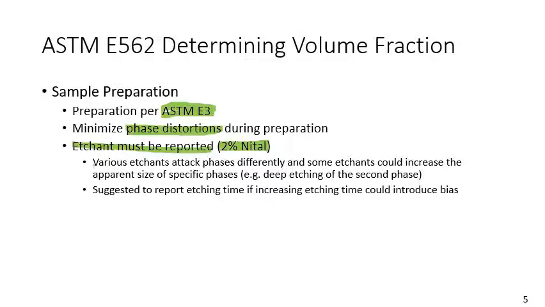But we keep in mind that different etchants attack different phases in a different manner, and so some etchants might increase the size of specific phases. And how does that happen? One way is if the etchant makes pits or etches very deeply the second phase, it may gouge out and make that second phase look larger than it should be. So it's suggested that the etching time can be reported. That's not going to be typical for our stainless steels because 2% nital etching is pretty straightforward.